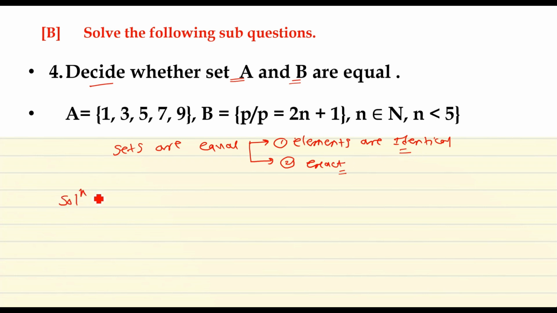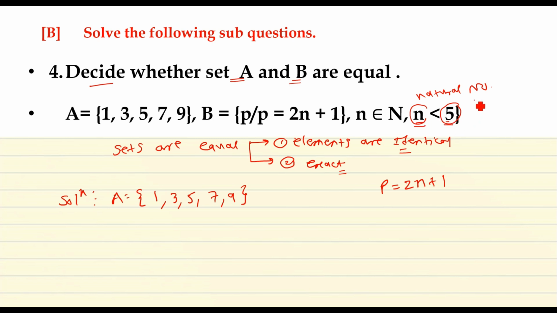So now come to the solution. A is already given to you. Set A contains 1, 3, 5, 7 and 9. So this is already written in roster form or listing method. Now the next part is that B is equal to 2n plus 1 where n is less than 5 and these are all natural numbers. So which natural numbers do you want in this question? The natural numbers less than 5, it means 1 will work, 2, 3, 4. Only these 4 numbers we have to check.